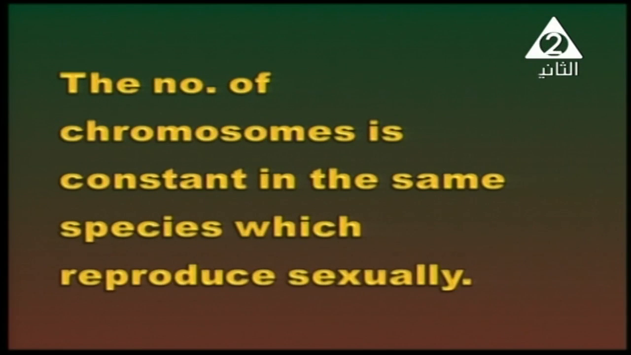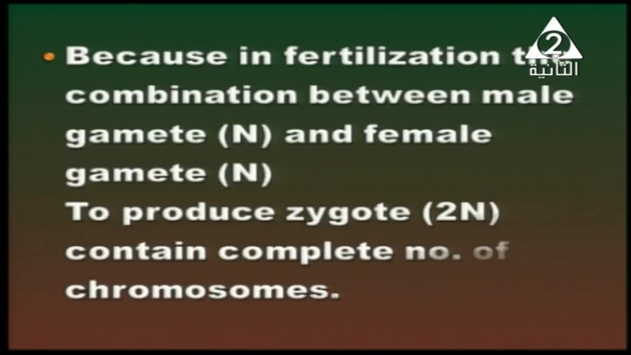The number of chromosomes is constant in the same species which reproduce sexually, so every species has the same constant number of chromosomes. That's because in fertilization, the combination occurs between the male gamete N and the female gamete N to produce the zygote, which is 2N, which contains the complete number of chromosomes.